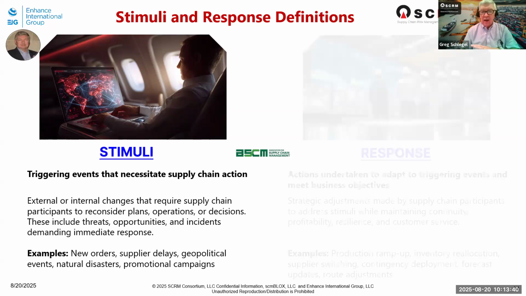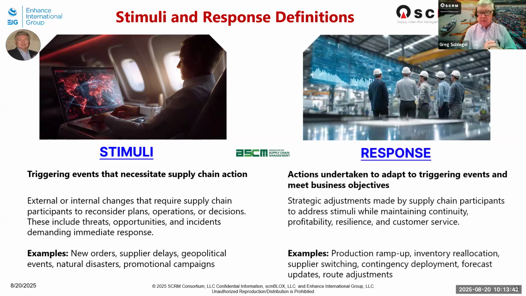On the right-hand side are the response definitions: actions undertaken to adapt to triggering events and meet business objectives. Again, from a supply chain point of view, examples can be the ability for production ramp up, inventory reallocation, supplier switching, maybe contingency deployment, forecast updates, route adjustments, and now reciprocal tariffs.